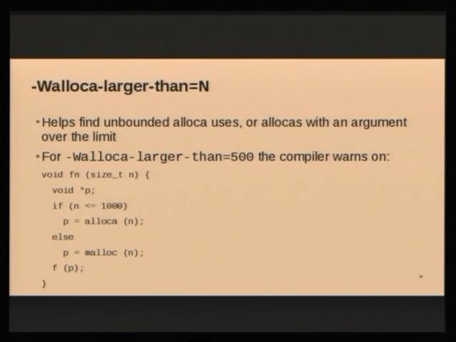So it applies for any stack allocation, right? Well, it's really about if you can hit a code path with alloca and the compiler can prove that it can have an argument over the limit that you specified, then it would warn. If there is a path that leads to an alloca call, then it should warn.